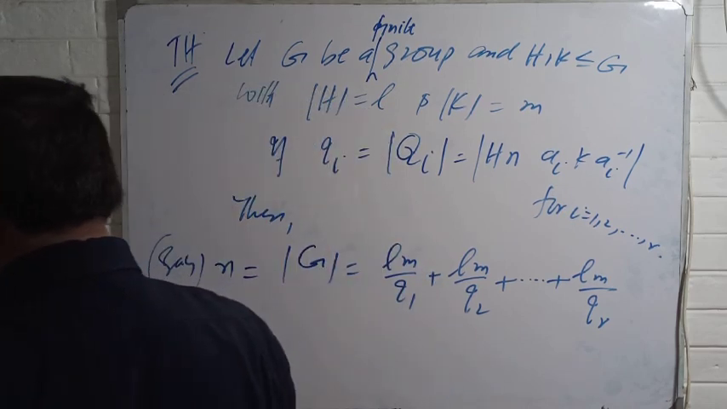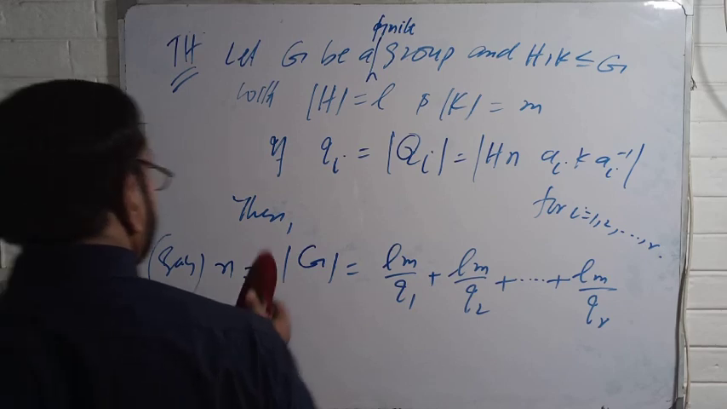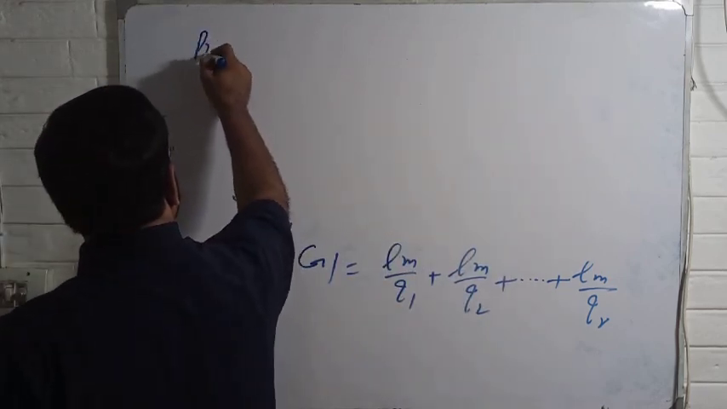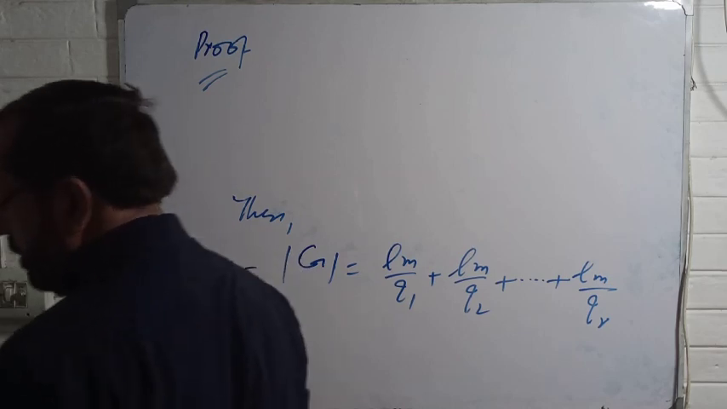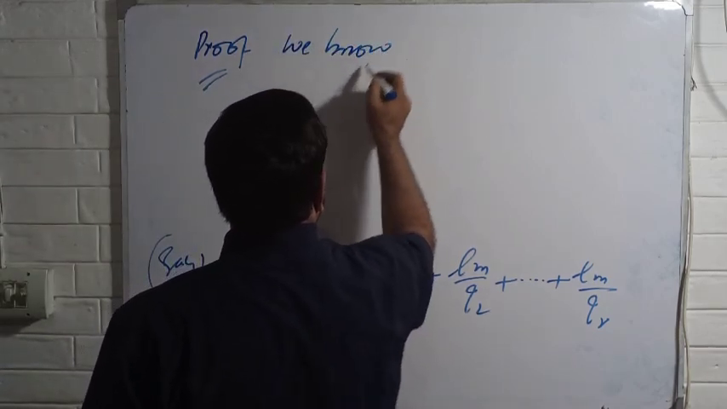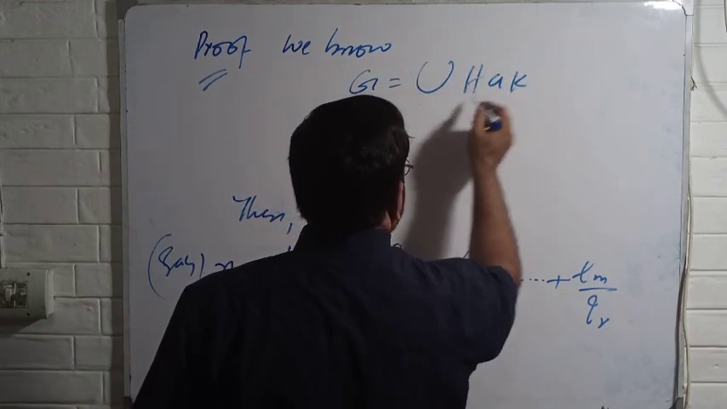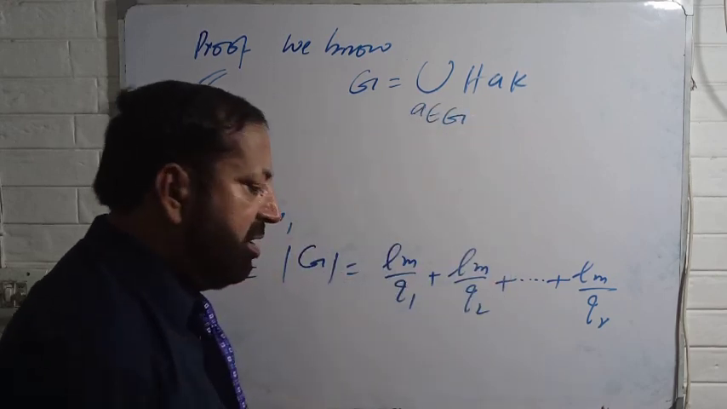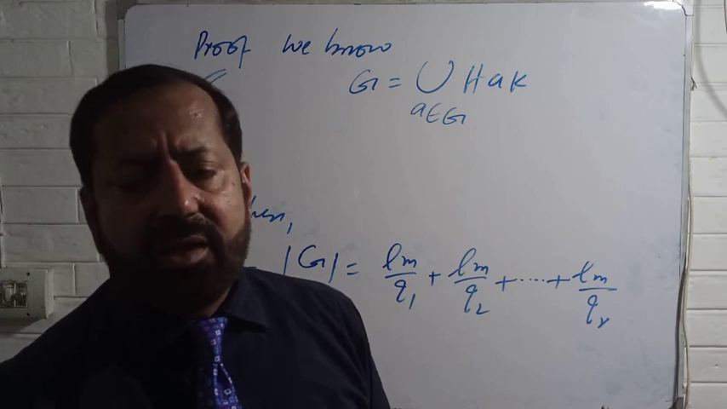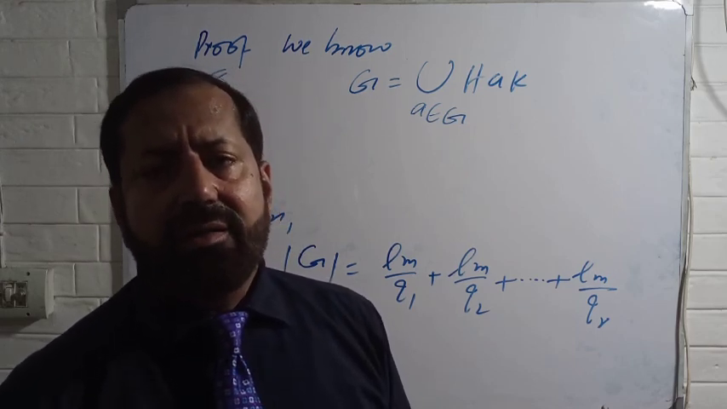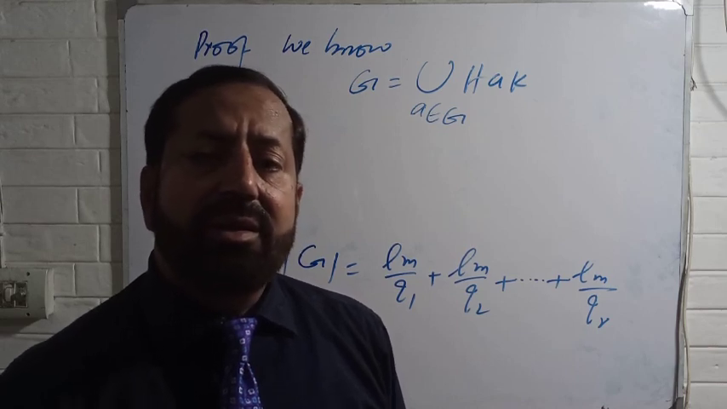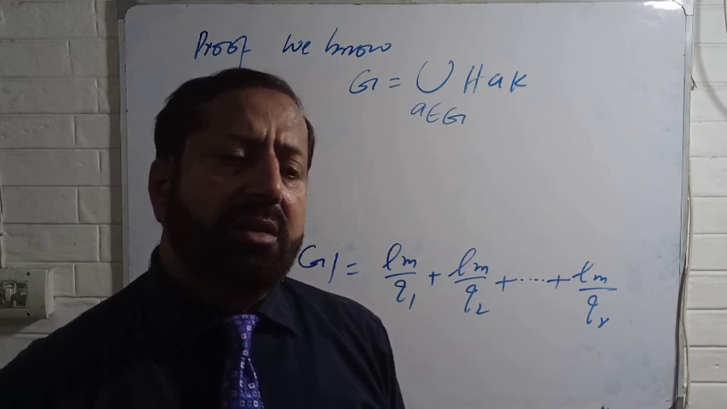Now we prove this theorem. Proof. We know that G is equal to the union of HAK, where A belongs to G. This is very simple, and we have proved this result: if omega is the collection of all double cosets modulo HK, then omega is in fact a partition of G. If it is a partition of G, then their union is the entire G.